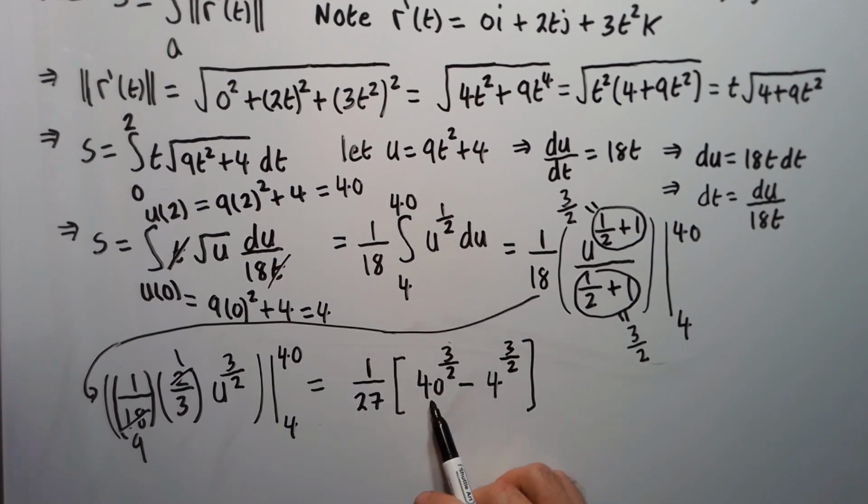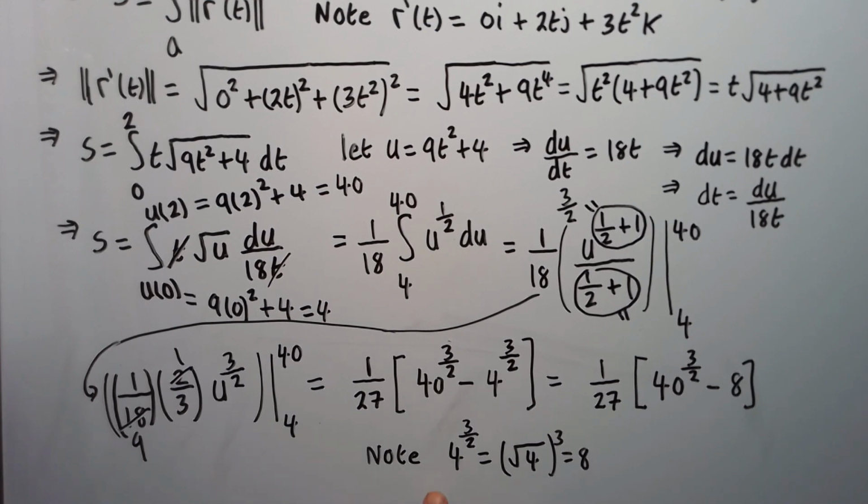So then 1 over 27, 40 to the 3 halves minus 4 to the 3 halves. Now 40 to the 3 halves is not a nice number because it'll be the square root of 40 cubed. You can probably break it down a bit, but I'm just going to leave it like that. On the other hand, 4 to the 3 halves means the square root of 4 cubed, which is 2 cubed, which is 8. So our final answer then will be 1 over 27 times 40 to the 3 halves minus 8. You can just leave your answer like that. If you want to plug into a calculator, it's fine too, but I want to see this answer actually like this.